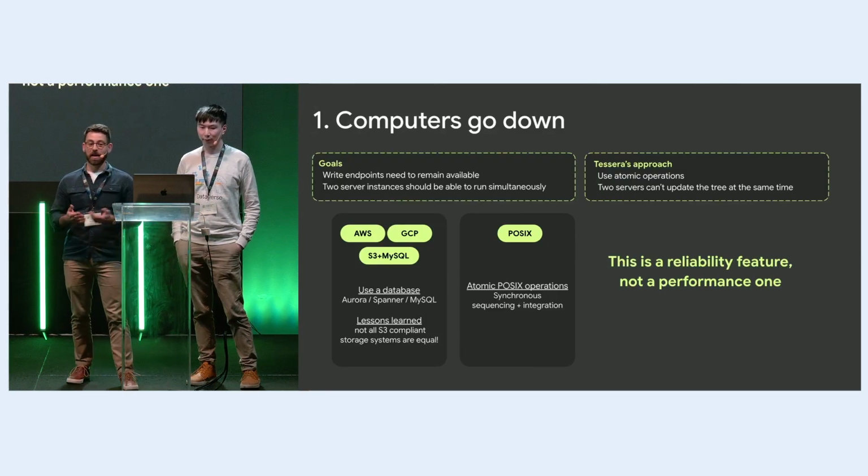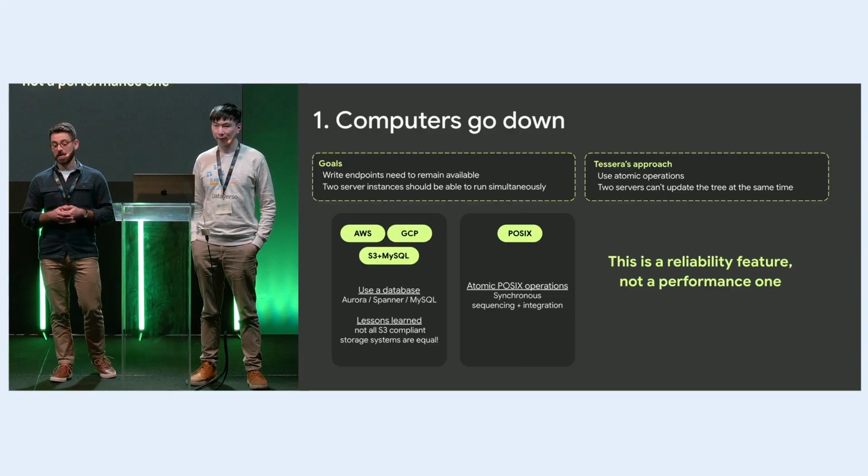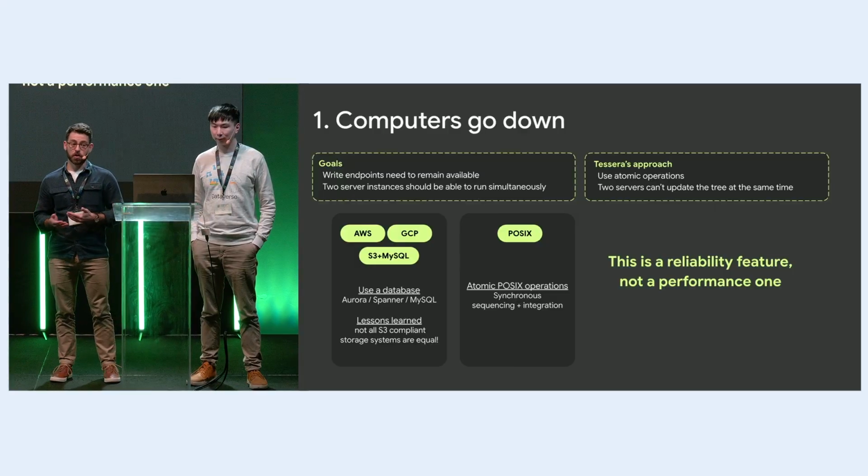The first one is that outages happen, computers go down. So you run your Tessera server, and then it can just go down. If it goes down, it means that you can have some availability issues, indeed.